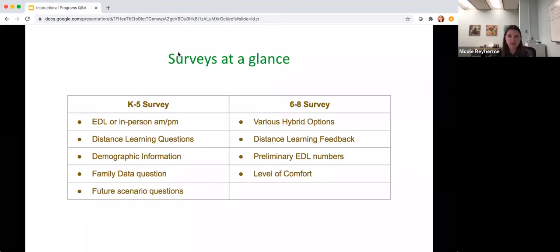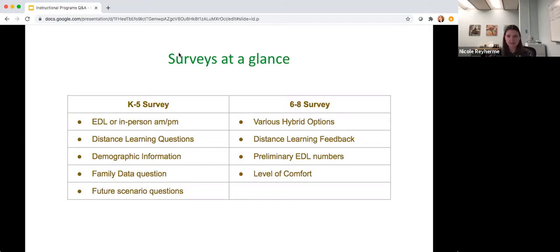And from 6 to 8, we really want to get a preliminary idea of how many of our students are looking to go into our extended distance learning program. We also want to be able to provide our families in the K-5 sector with information regarding what EDL is going to look like. When we collect all of this data, what we're going to be using it for is to assign our students to classes, refine our student cohorts, inform some of our future decision making, and really improve our communication with our community.